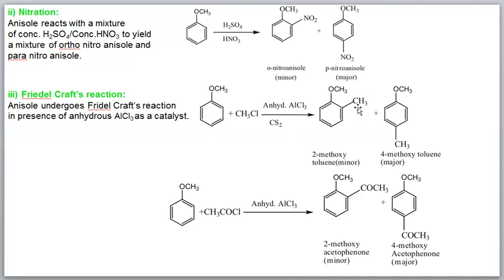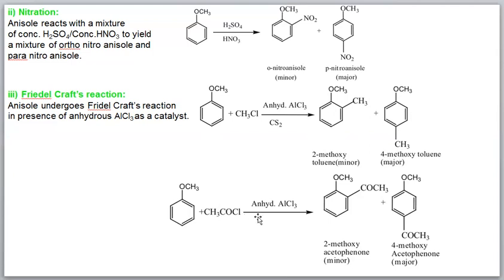Okay, this is 2-methoxytoluene, and this is 4-methoxytoluene. This is the major product, and this is the minor product.